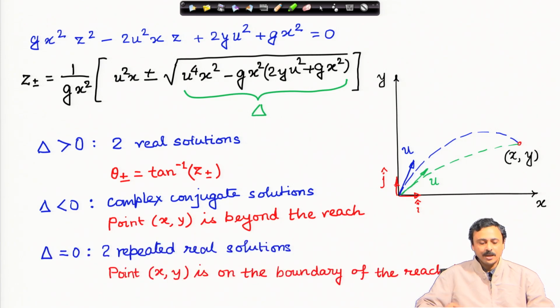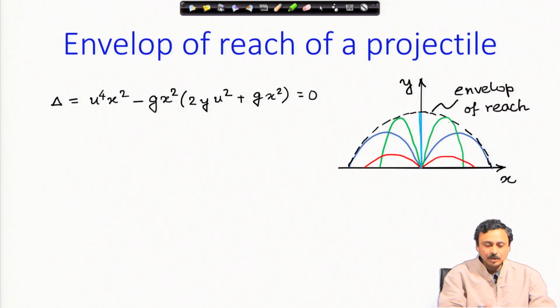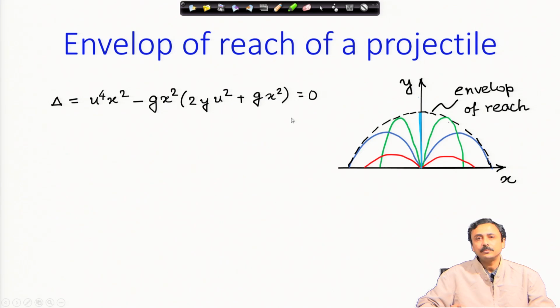launching system. When delta is exactly equal to 0, then you have two repeated solutions, and this point therefore lies on the boundary of the reachable and the unreachable space. On the inside you have the reachable space, and beyond that you have the unreachable space. So, what is this boundary? The boundary is when delta is equal to 0, because for less than 0 you are unable to reach, and for greater than 0 you have two ways of reaching. Therefore, equal to 0 is where you find the last point that you can reach.